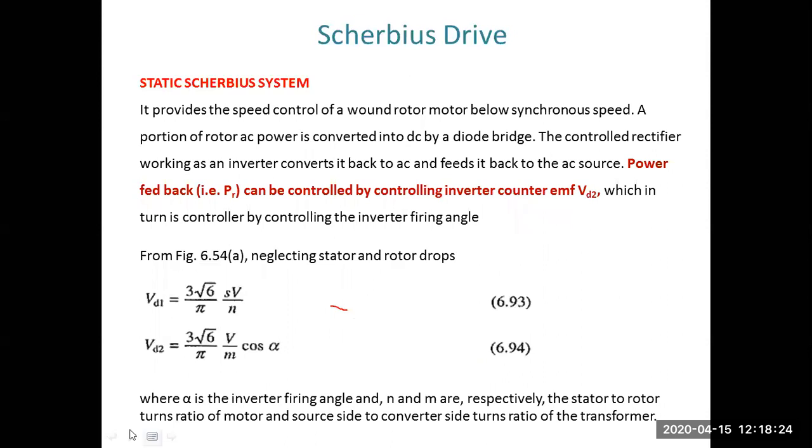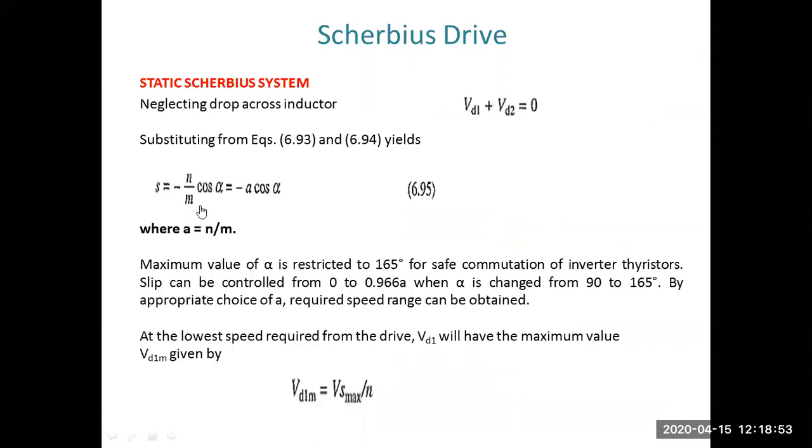Minus 1 upon m cos alpha, and here the value is S upon n. So n is transferred to the right hand side, and the expression will become S equals minus n upon m cos alpha.